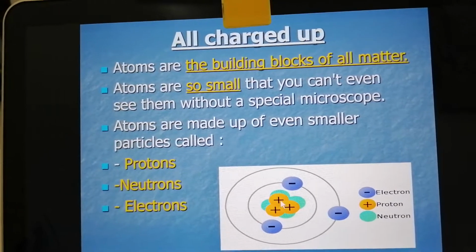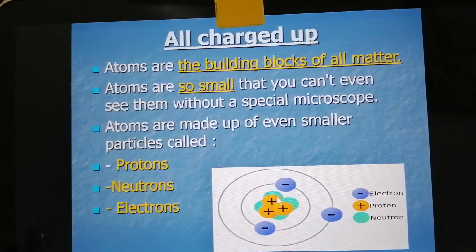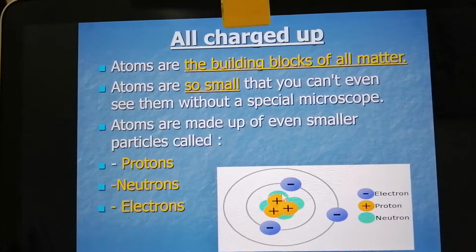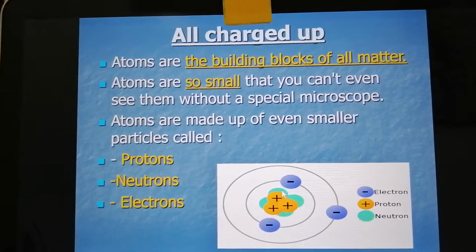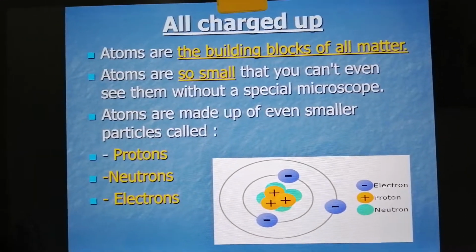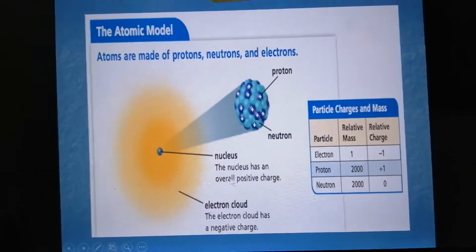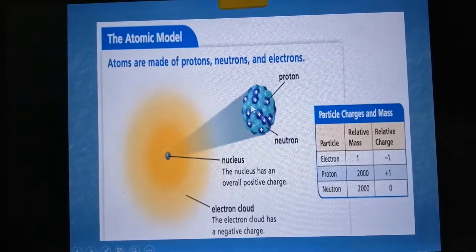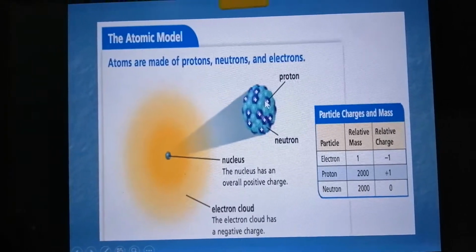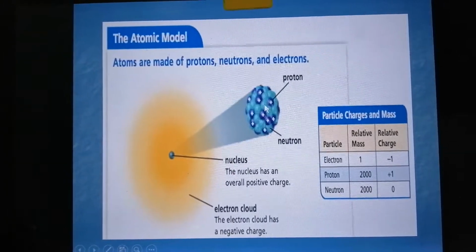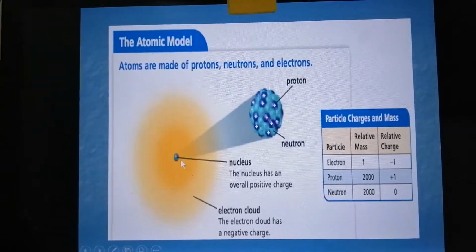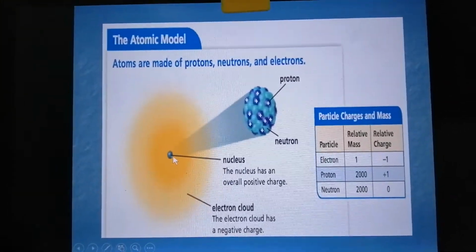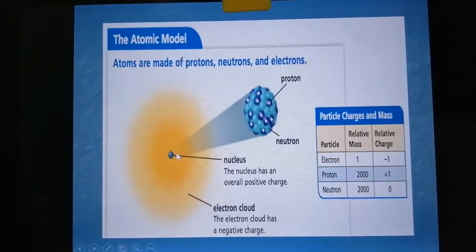In the middle or at the center, there are two particles. One is positively charged, called proton, and the other one is neutral, called neutron. Again, in the middle, we have two kinds of particles. The proton is positively charged. The neutron is neutral. Where are both of them? In the middle, in something called the nucleus. Where is the nucleus? In the middle of the atom.